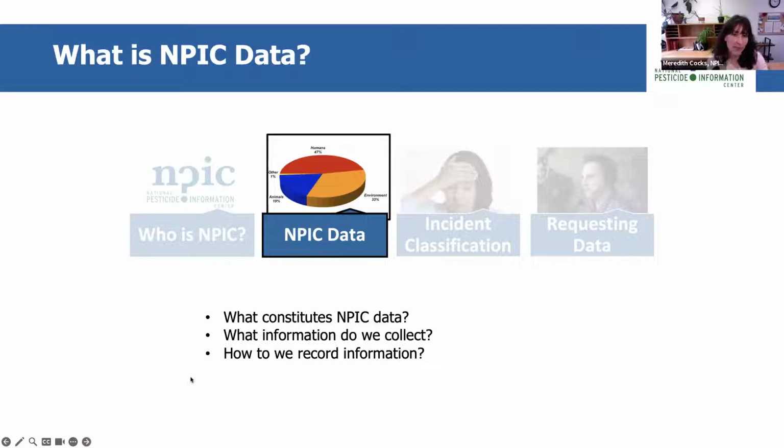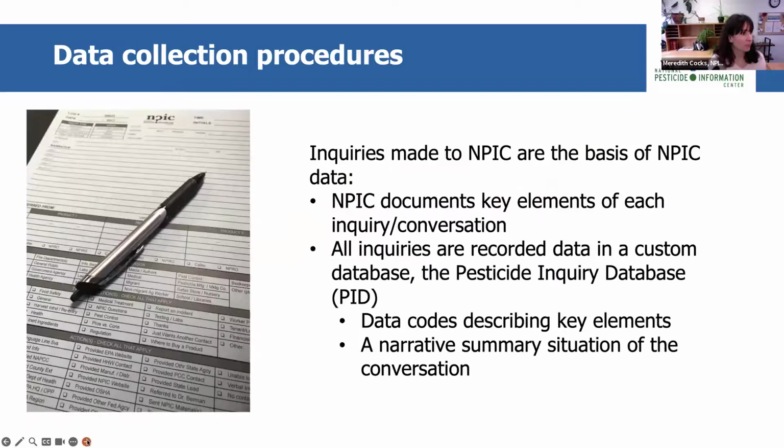So now that I've briefly introduced NPIC, we'll dive more into the data, which I know is why you guys are here. So what constitutes NPIC data? What information do we collect, and how do we record information? When I'm talking about NPIC data, I'm talking about the database of all inquiries made to our hotline or via email. And we document key elements of all of those conversations and enter them into the custom-built database that we call the Pesticide Inquiry Database, or PID as we refer to it. And we describe key elements of all those conversations by applying data codes to them, but also by writing up a written summary narrative that accompanies those data codes.